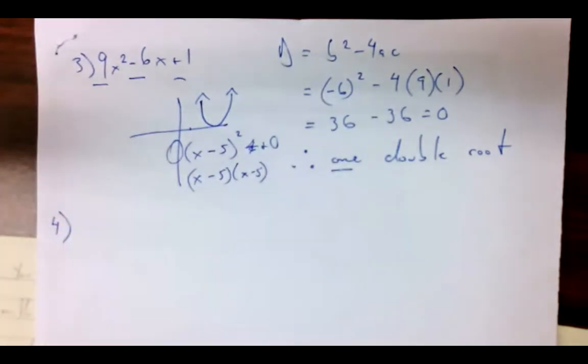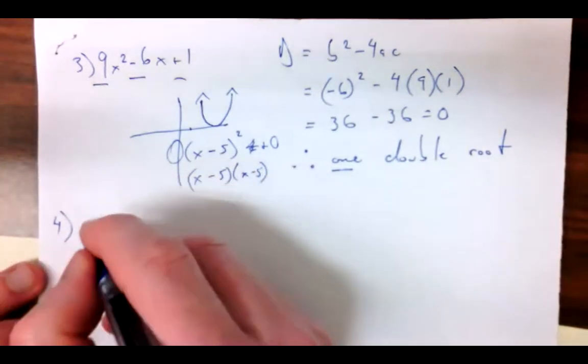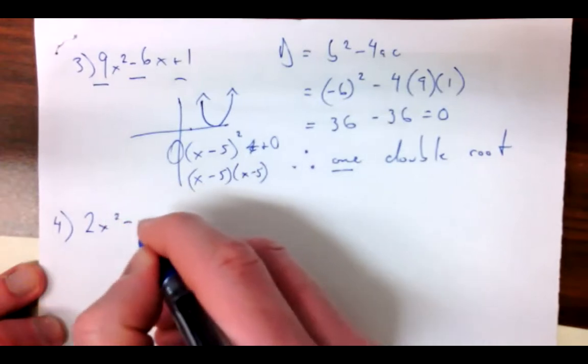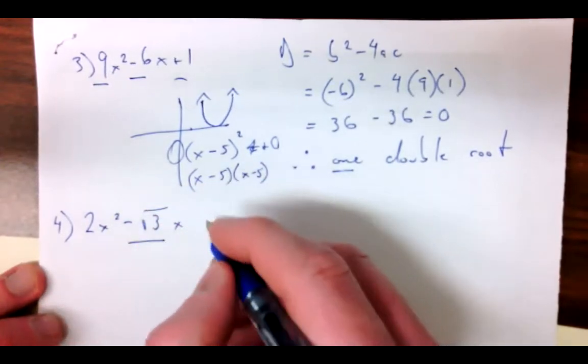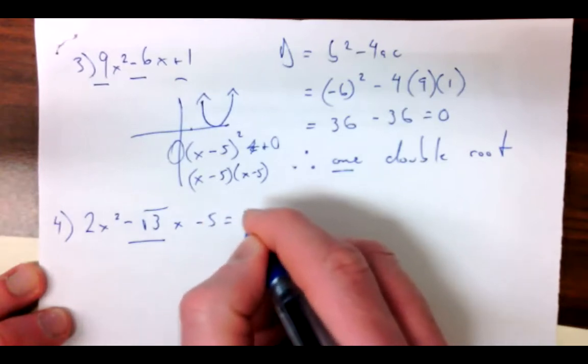So you've seen the 3 kind of possibilities in the first 3 examples. There's 2 more examples, and they're just to make things a little grosser, a bit more challenging. Otherwise, they're the same. 2x squared minus root 3 x, so that's our b, which clearly is kind of ugly, minus 5 equals 0.